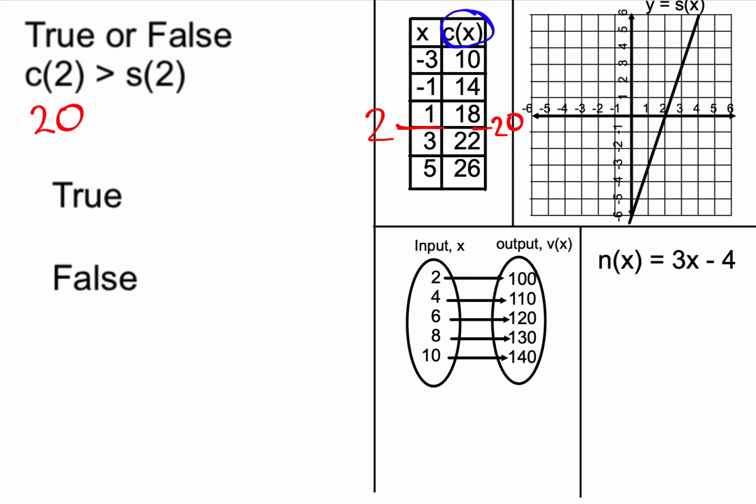S of 2, right here is 2. It's just right there on the x-axis, 2 comma 0. So the output is 0. Is it true that 20 is bigger than 0? Well, yeah, that's true.